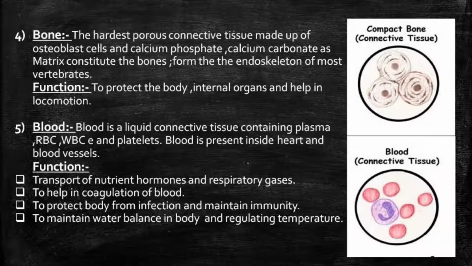Now, the blood. Blood is a liquid connective tissue containing the liquid part, that is plasma, and the cellular part, that is RBC, WBC, and platelets. Blood is present inside the heart and blood vessels. The functions of blood are transport of nutrients, hormones, and respiratory gases, to help in the coagulation of blood, to protect the body from infection and maintain immunity, to maintain water balance in the body and regulate temperature.